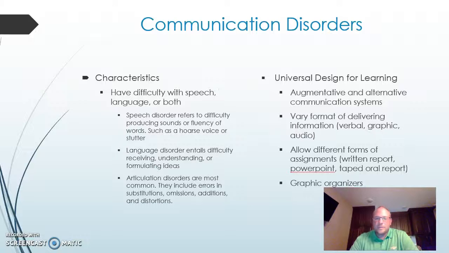Next is communication disorders. These students have difficulty with speech, language, or both. Speech disorders are basically the act of talking, being able to talk. Language disorders entail difficulty receiving, understanding, or formulating ideas. So that one's not how you talk, it is how you get your words and ideas to speech. How do they come out?